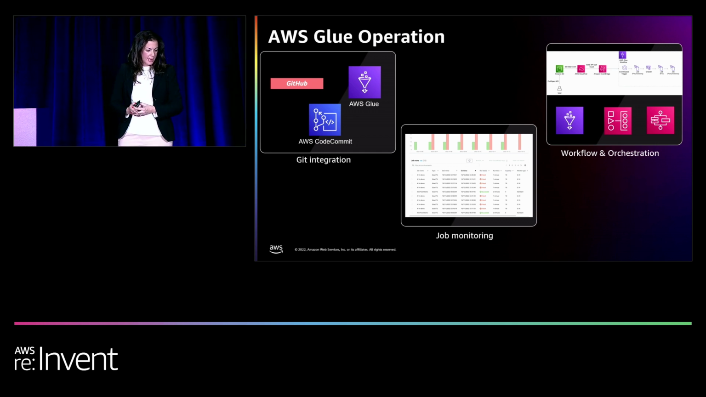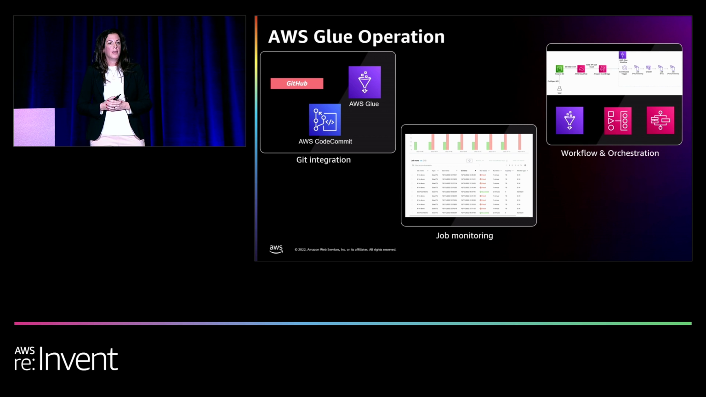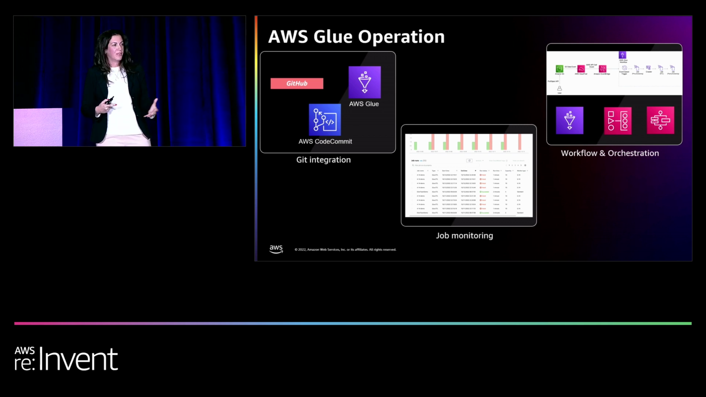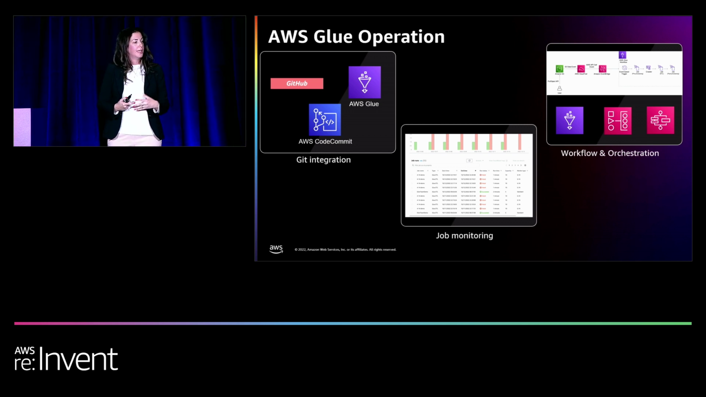And on the very right side is our workflow and orchestration. We do have our Glue workflows, which are native workflows. But we're also integrating very well with Step Functions and Airflow. So you can choose your favorite flavor of what you're used to working with and either schedule a job or trigger it by an event.